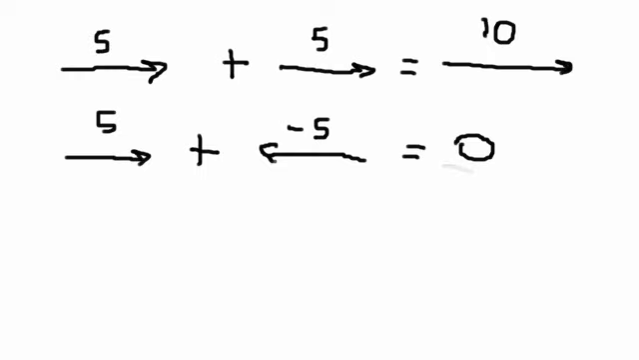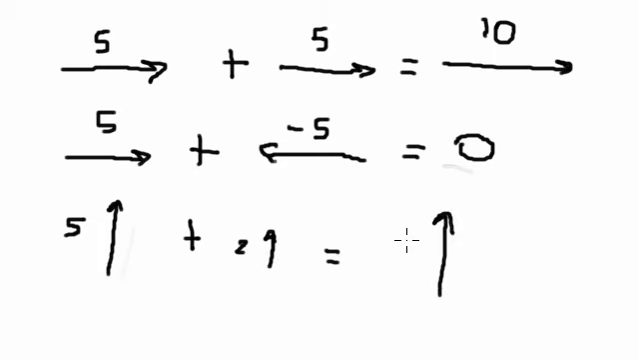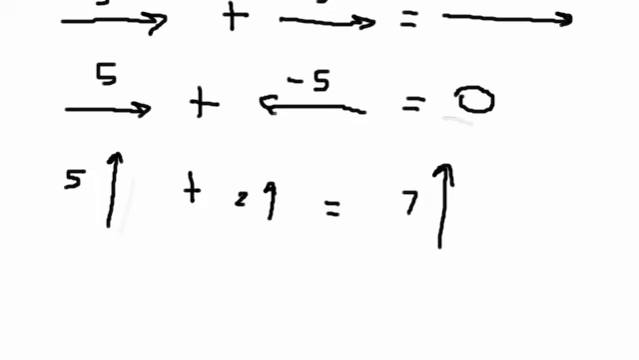Okay, let's do one in the y direction. Let's say we have a vector going up 5, and we have another vector going up 2. These vectors are going in the same direction, which means in the same positive y direction, so you get to add them, and it's going to be 7. So this vector is 7.